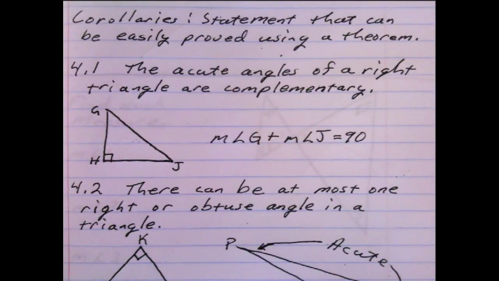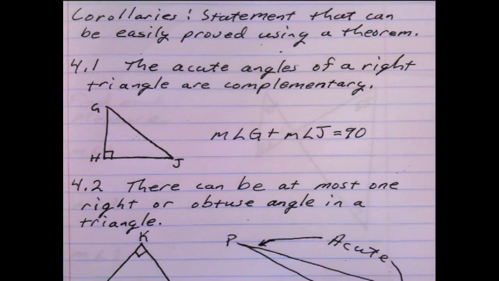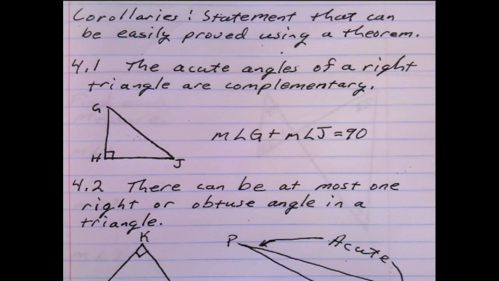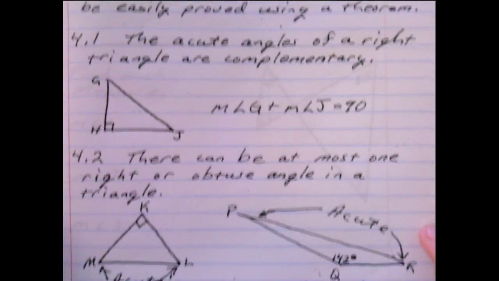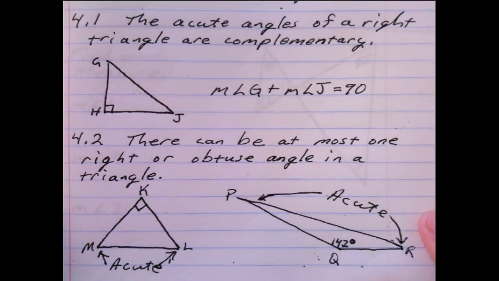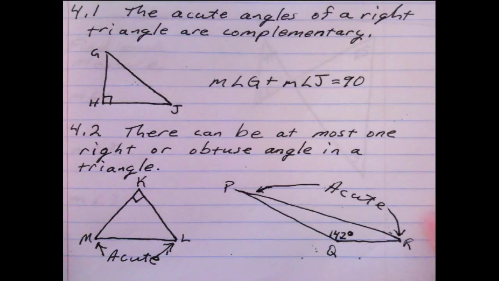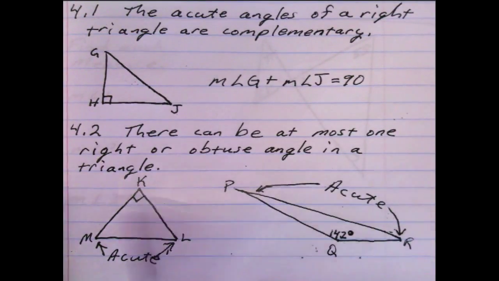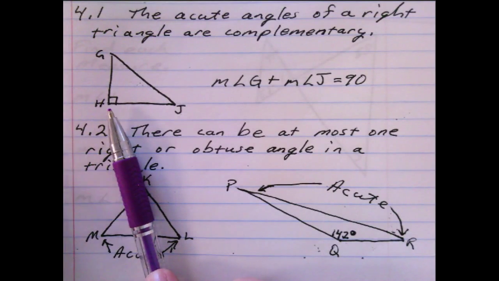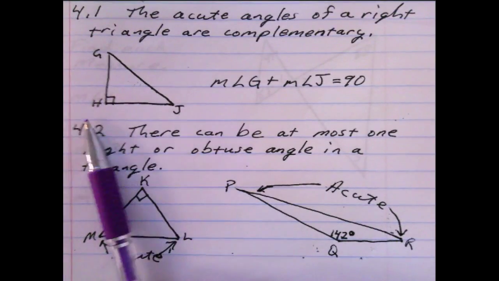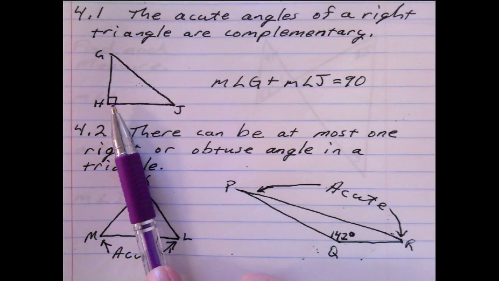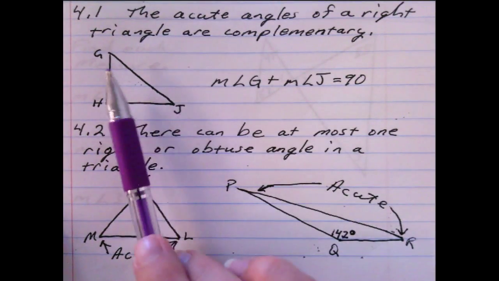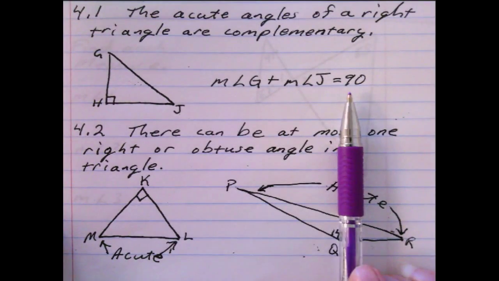I do have a couple corollaries. This is the first time we're seeing corollaries. A corollary is just a statement that can be easily proved using one of our theorems. So we do have two corollaries. The first one says that the acute angles of a right triangle are complementary. And we know that because our triangle sum theorem told us that when we add the three up, we should get 180 degrees. Well, if we already know one is 90, how much is left? 90 degrees. So these two, G and J, have to add up to equal 90.